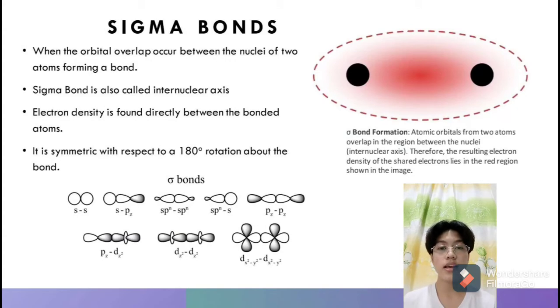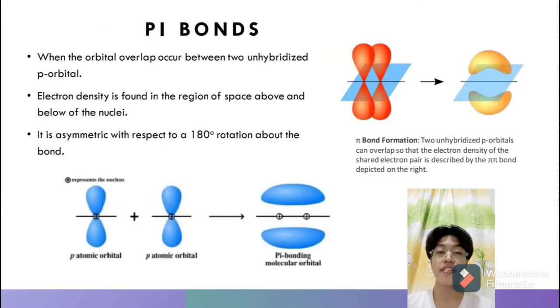And the sigma bond is symmetric with respect to 180 degrees rotation about the formed bond. On the other hand, pi bonds are bonds or orbital overlaps formed between two unhybridized p orbitals. The electron density is found in the region of space above or below the nuclei, in contrast to the sigma bond where the electron density is located in between the nuclei of the atoms forming the bond.